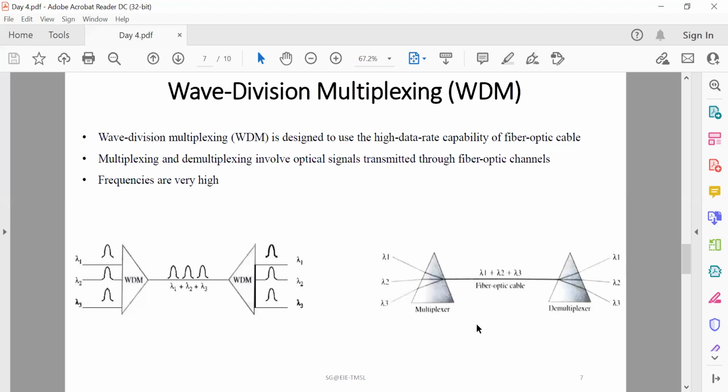So you can see on the right hand side figure, the multiplexer and demultiplexer are used with the fiber optic cable connecting them. So the WDM technique is used in this way.